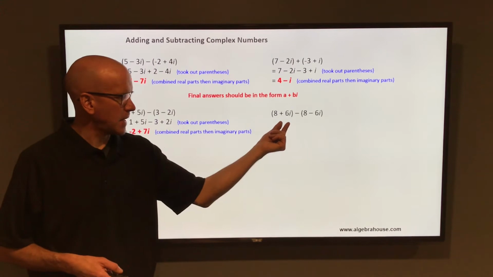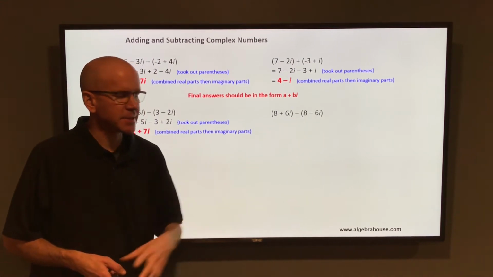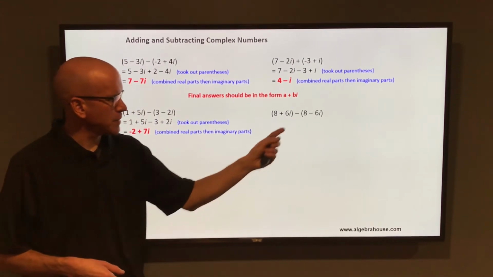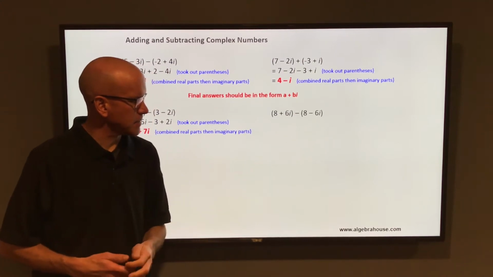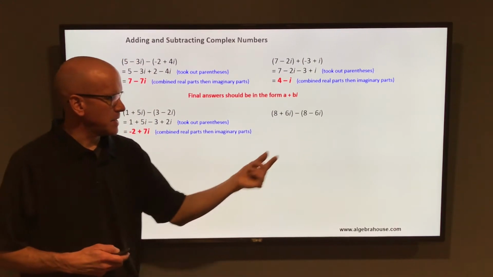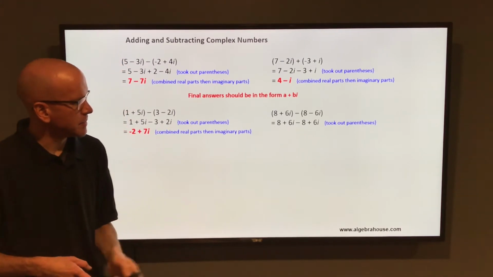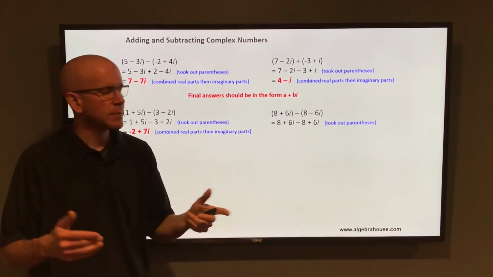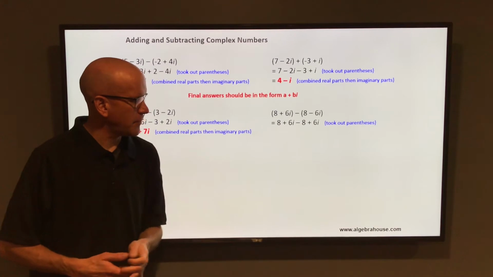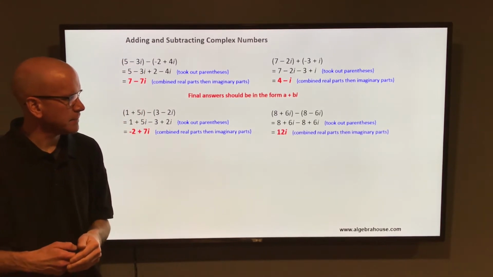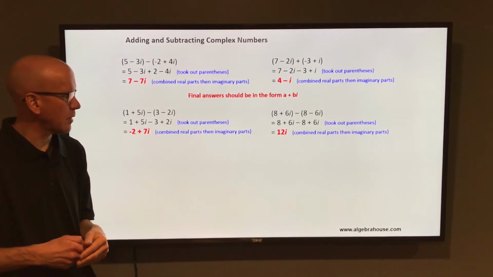8 plus 6i minus 8 minus 6i. Take out the parentheses. Distribute the negative sign through that second set of parentheses. So that'd be negative 8 and plus 6i. And then combine the like terms. 8 and negative 8, that's 0. 6i and 6i, if you combine those, that is 12i. So that would just simplify to be 12i.